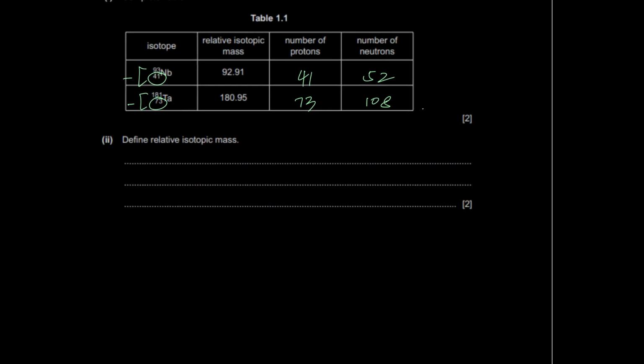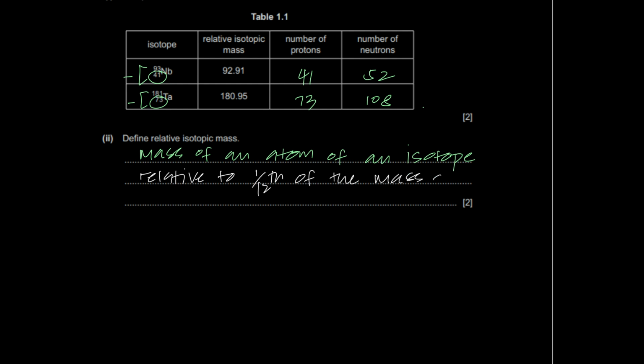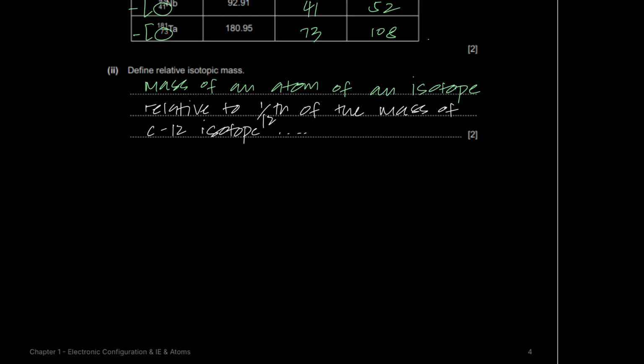Now, define relative isotopic mass. We've already covered this in the morning. Mass of an atom. Of what? Of an isotope. Because we said that whenever you talk about the atom, you'll have to specify which isotope you're talking about. So mass of an atom of an isotope relative or compared to 1/12 of the mass of carbon 12 atom, where carbon 12 is exactly 12 units. You could add that on.